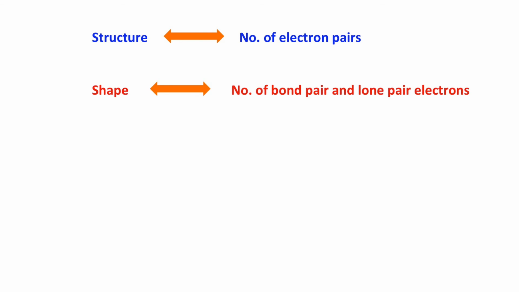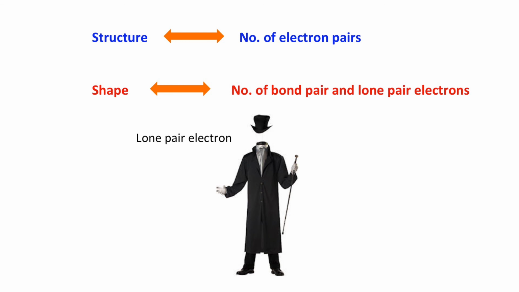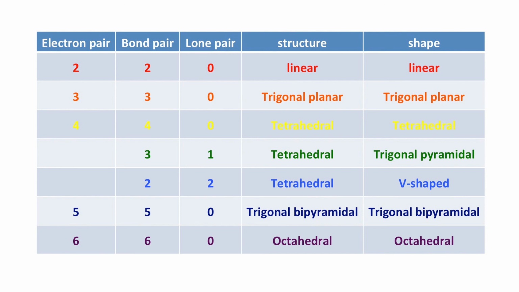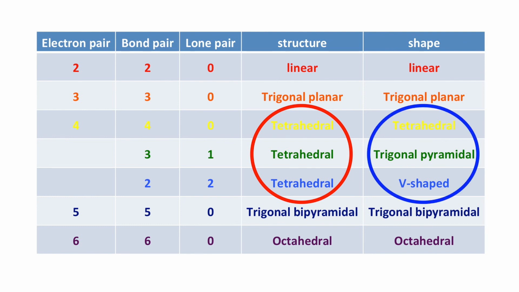At this point, maybe you can notice that the structure actually depends on the number of electron pairs, but the shape depends on the bond pairs and lone pair electrons. It is because the lone pair electrons we cannot see, but they exist and create repulsion with other electron pairs. So that's why they are not included in the shape. And this table summarizes what we have learned so far, with the electron pairs and the number of bond pairs and lone pairs. You get different structures and shapes. So you can find that for the 4 electron pair species, all of them have tetrahedral structure, but with different numbers of lone pairs and bond pairs, they have different shapes. So again, shape doesn't equal structure. And that's the end of this video.